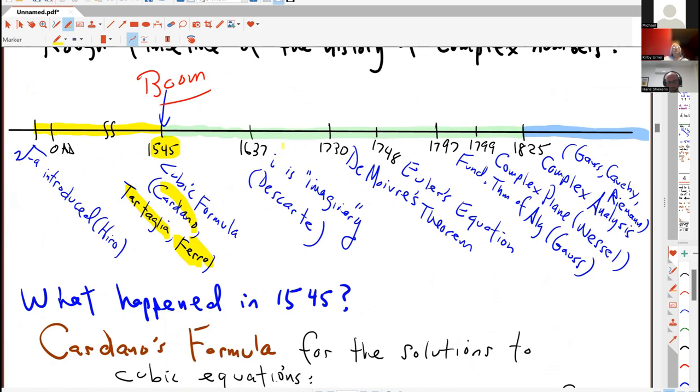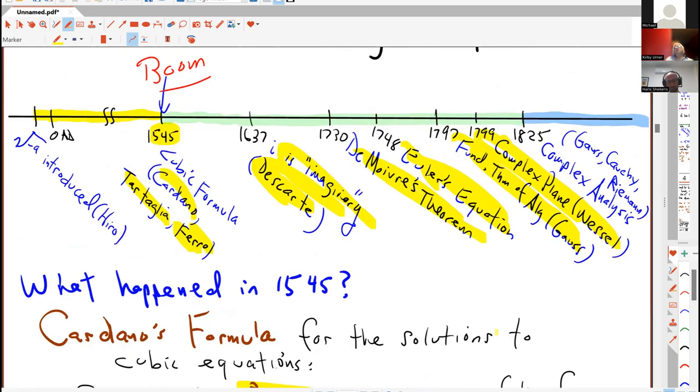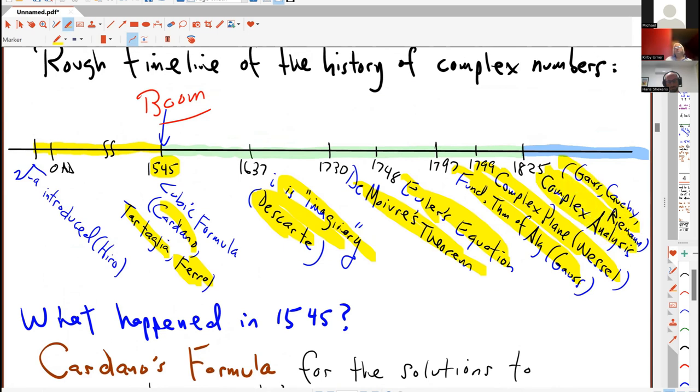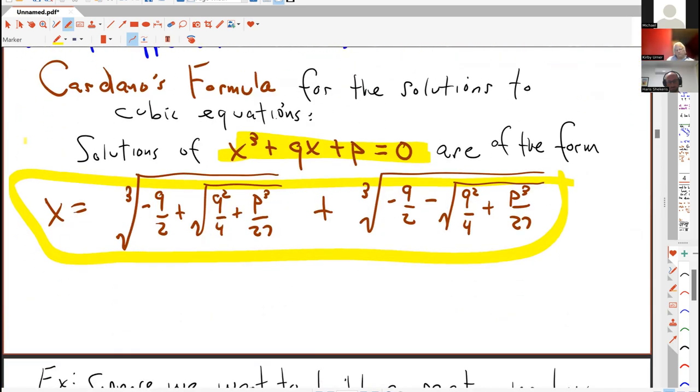Anyway, let me go back to this timeline. Descartes called i the imaginary unit here. Euler's equation, which was a big breakthrough, was based on De Moivre's theorem. The complex plane was talked about starting toward the early 1800s. The fundamental theorem of algebra was proven by Gauss, again, almost at 1800. And complex analysis, the mature applications of complex numbers, starts in the early 1800s. So it did take a couple centuries for this whole thing to unfold. It was rather mysterious for a long time what all this meant. But why was it a mystery that came out of Cardano's formula?